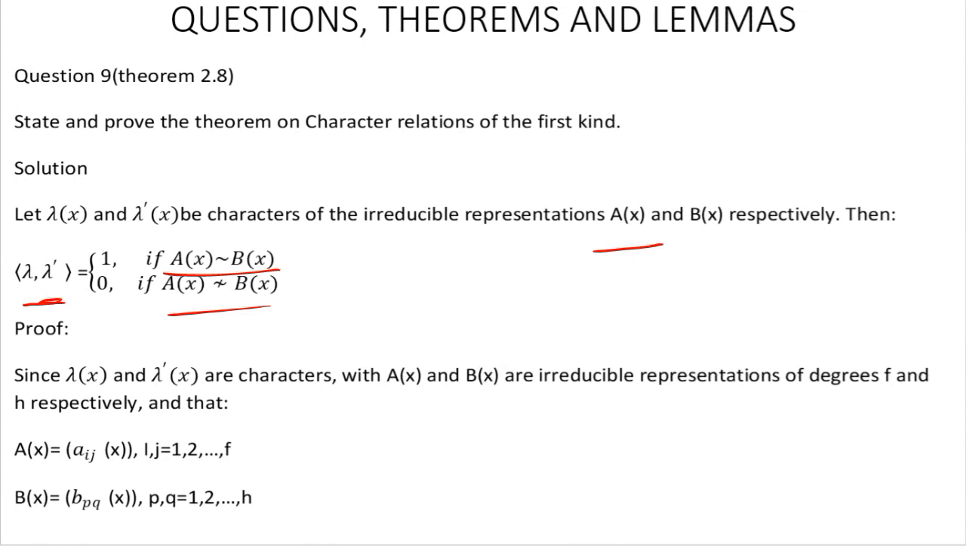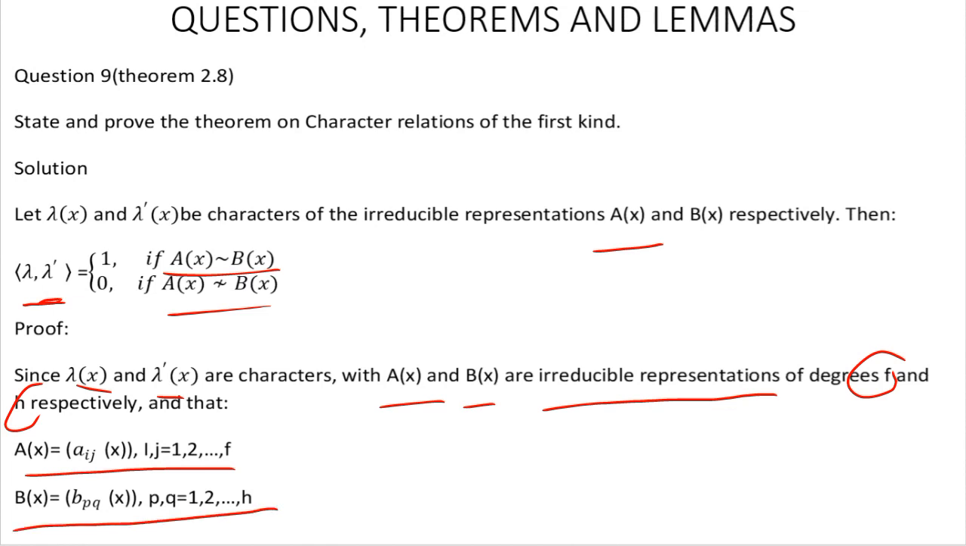Since these two characters are for A(x) and B(x), they are irreducible representations of degree f and h respectively. How do we know that? Because earlier on in the first video I had given us these definitions, and I said I needed us to stick to it, if you remember. So these are the definitions. This one is of degree f for A and degree h for B.